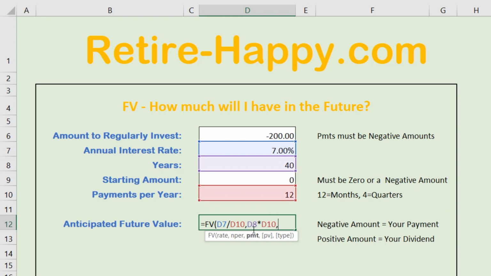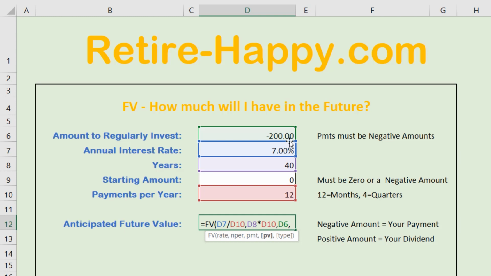The last thing that it needs is the amount that we're going to pay on a regular basis, and because we're paying it in, that amount has to be negative. I'll go ahead and click on that, and if I close my parenthesis here, my function is done and we can proceed. I do have one optional piece of information I would like to give it, which makes this a little bit more powerful if you want to use it.